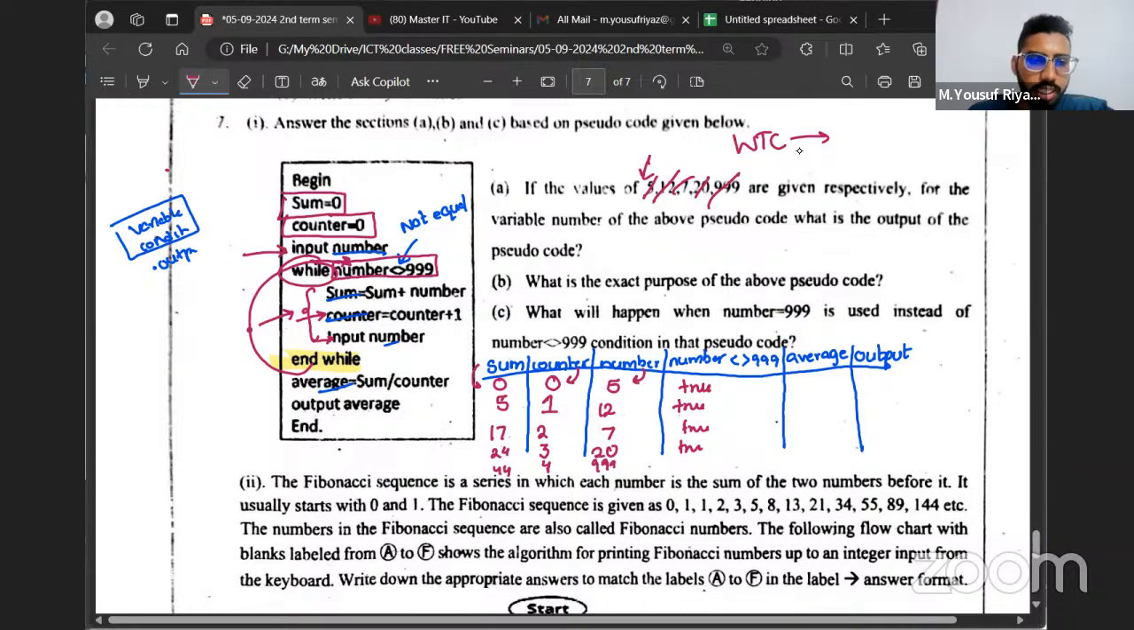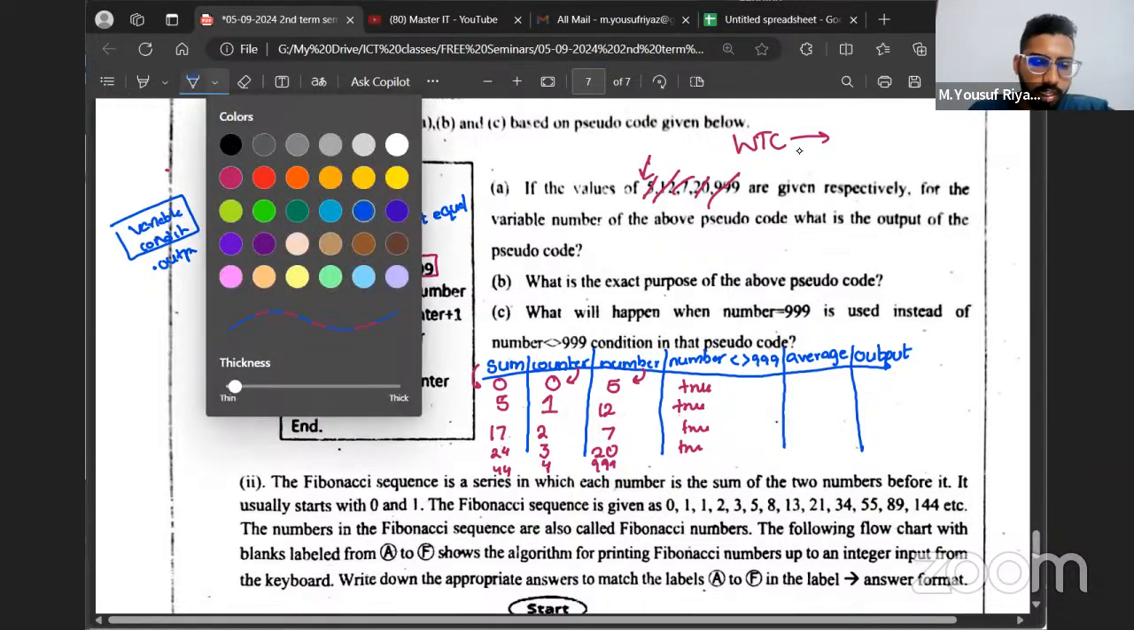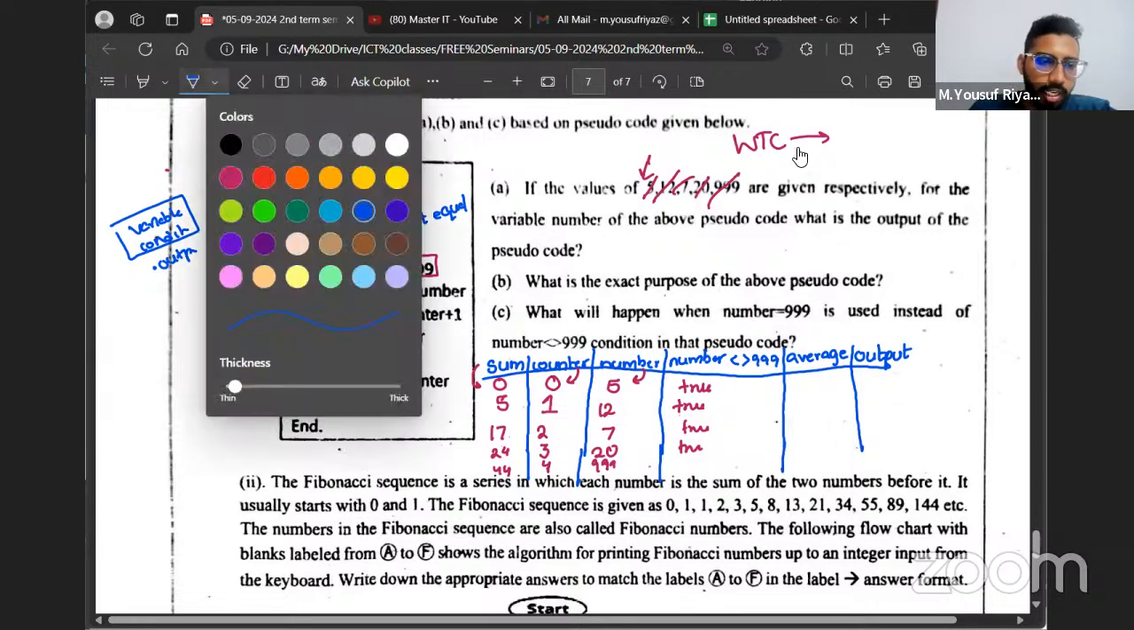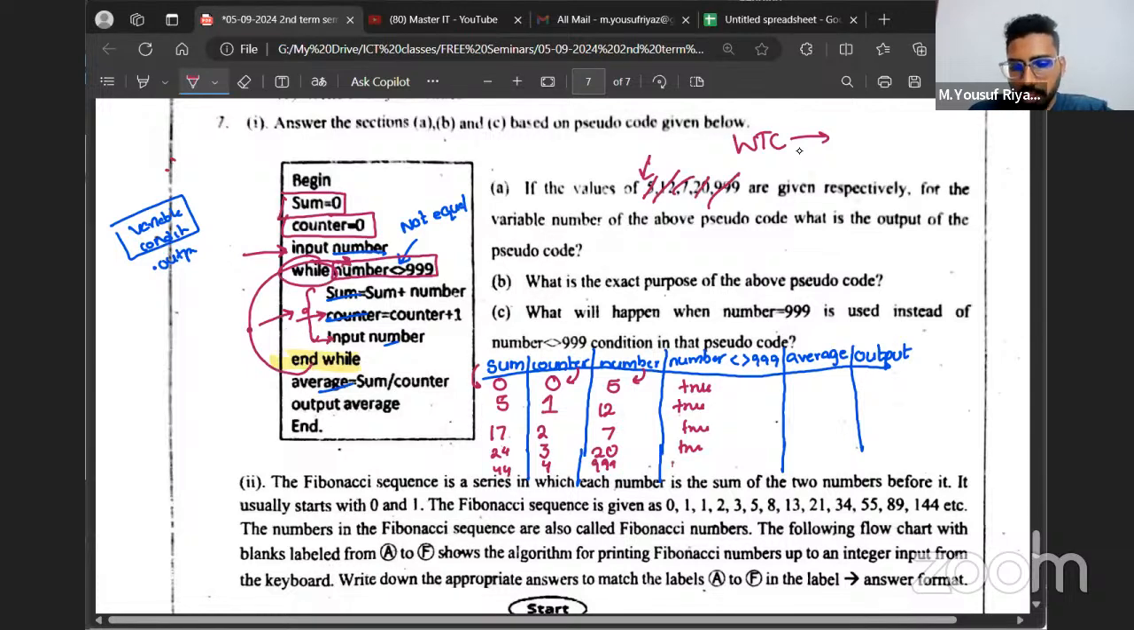While number is not equal to 999. Now if I check, is number not equal to 999? Will that condition give me true or false? I'm going to check, is it not equal to 999? That's going to give me false. So in a while loop, when this condition gives me false, the loop is going to stop, and whatever instruction is after the while loop is going to execute.